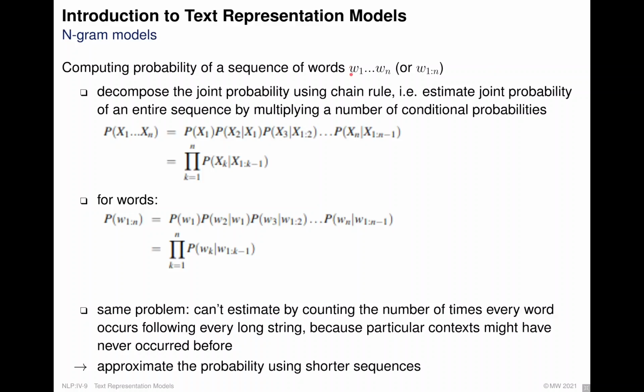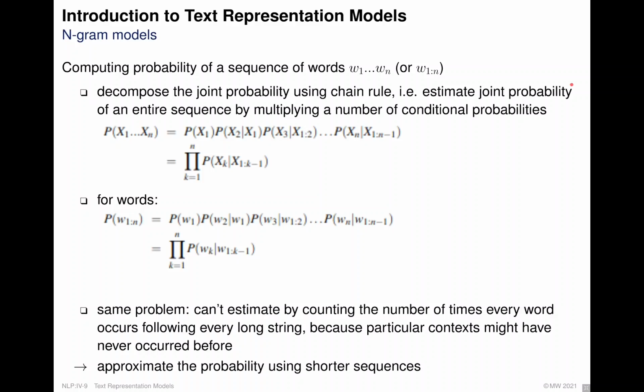So here is the notation. This is a sequence of n words, W1 to Wn. I will be sometimes using this kind of notation. This is the notation that you'll be familiar with from most NLP books, 1 to n. This is also what's used in MATLAB for vectors.